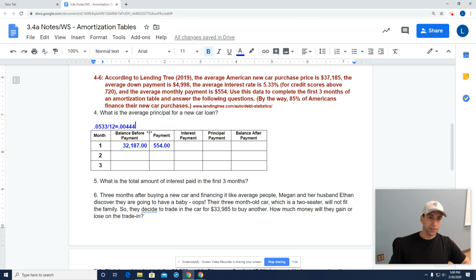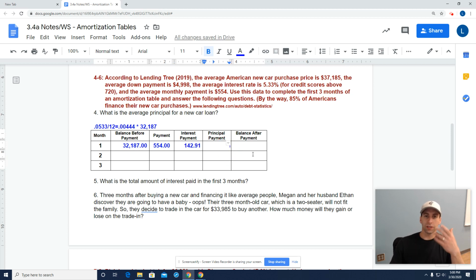All right, now this monthly interest rate is what I have to multiply by the 32,187. In other words, I got to make it monthly so I can figure out the interest that this will accumulate in 1 month. So multiplying that together, 0.00444 times 32,187 gives me $142.91. Okay. So this one hurts a lot more than the first loan.